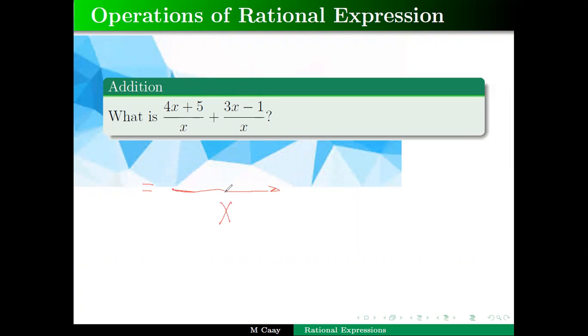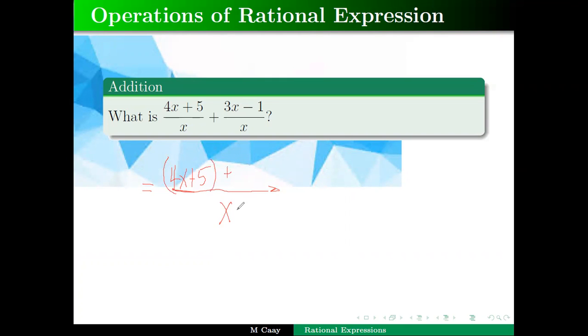So what's the rule again? You have to divide the LCD by the denominator of the first addend. What would be the result? You have to multiply that by the corresponding numerator. So here, x divided by x, you get 1. And you multiply 1 by 4x plus 5, which is the corresponding numerator. Therefore, you get 4x plus 5 here. Okay?